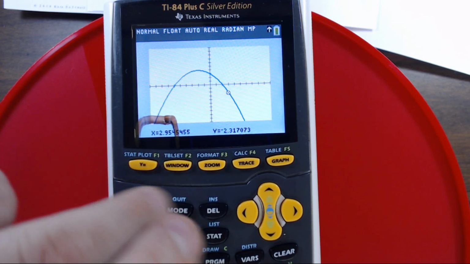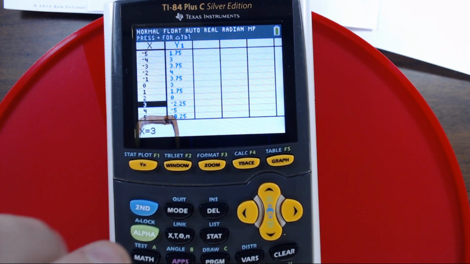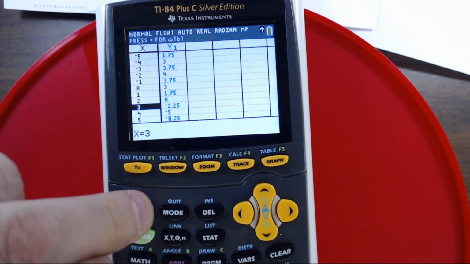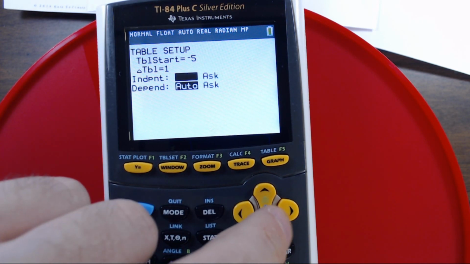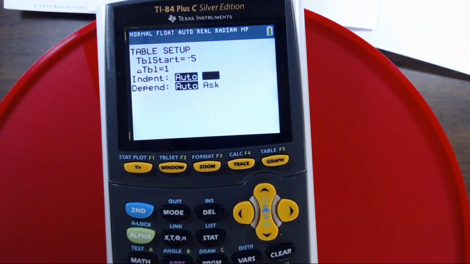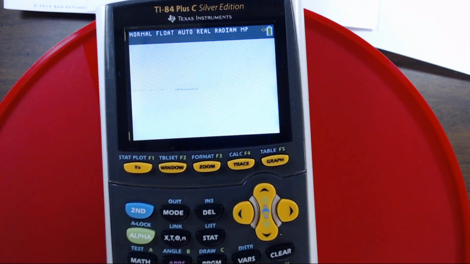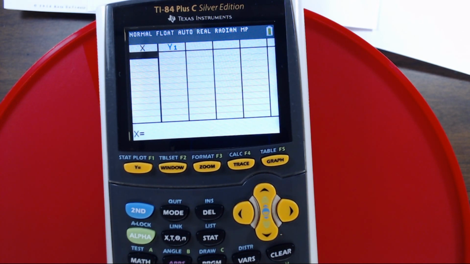Instead of going to second graph and looking at your tables, hit second window and change independent from auto to ask. Okay. Now hit second graph. Everybody getting a blank screen? Okay, you can put in any value you want. So this time we'll put in negative 7 for x, and it just gives me that y value. I don't have to scroll. And that can be fast.